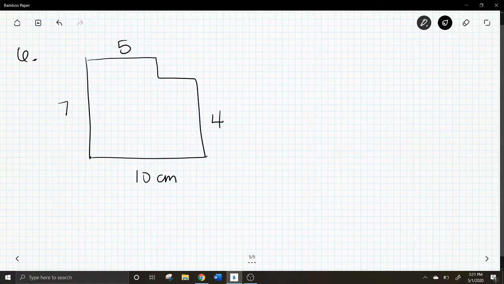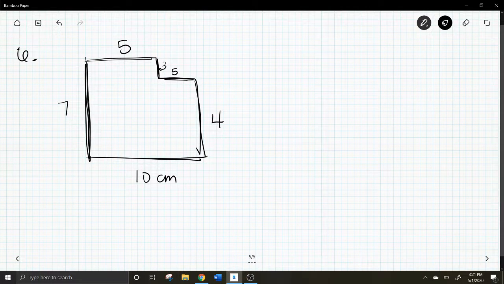So let's find this length first. So 5 plus some length equals 10. So that means we can determine that this length is 5 centimeters. And then let's look at this one. This length plus 4 is going to equal 7. So this missing length is 3.